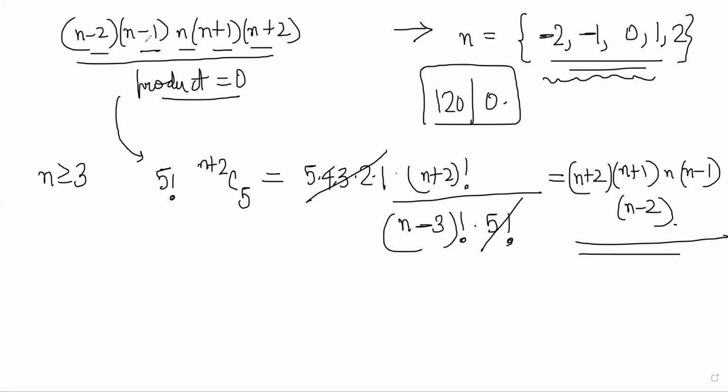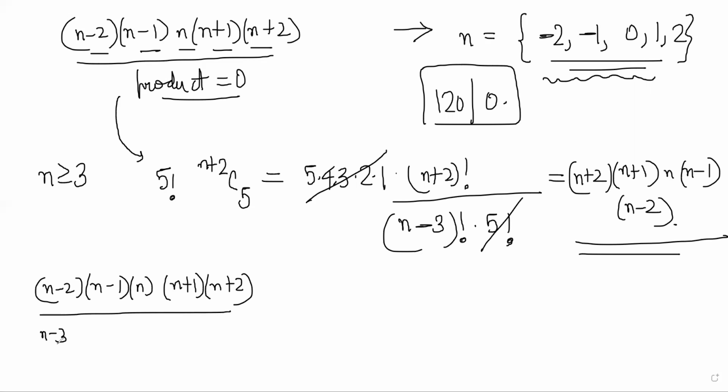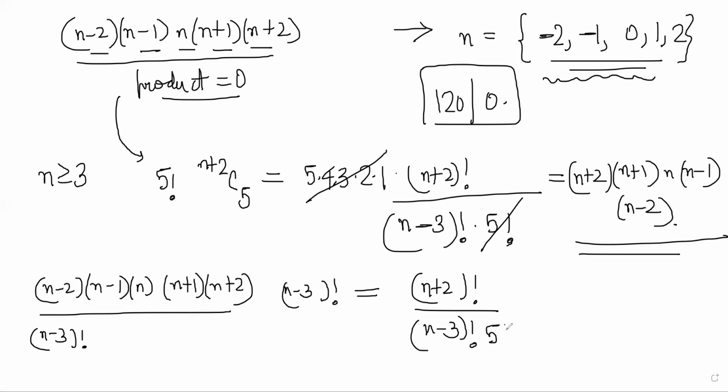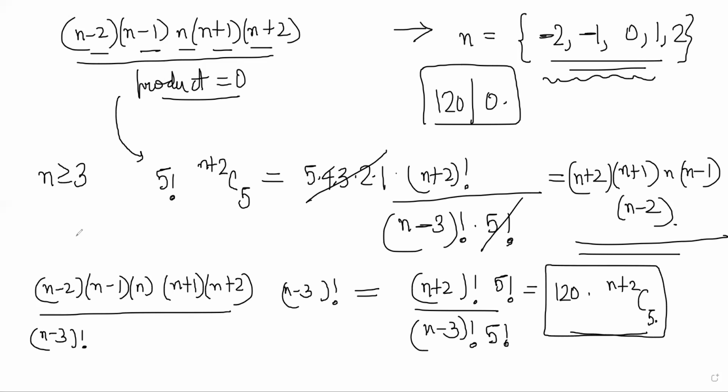So basically this product, if you multiply up and down, you can take the product of the numbers n minus 2, n minus 1, n plus 1, n plus 2, and you can divide by n minus 3 factorial and multiply by n minus 3 factorial. So what you will get is n plus 2 factorial by n minus 3 factorial, and divide by 5 factorial and multiply by 5 factorial. So you get 120 multiplied by n plus 2 C5, right? This product is equal to 120 times n plus 2 C5.